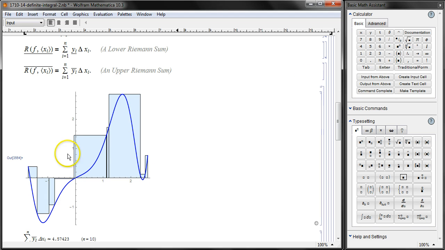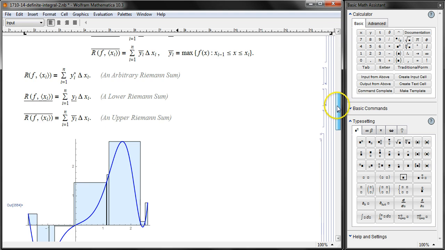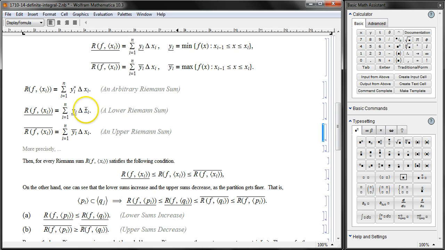So this is an overestimation of the real signed area. This one is an underestimation. Consequently, we're going to get something like this. If you overestimate, bigger, underestimate, smaller, so any Riemann sum will be bigger than lower Riemann sum and less than upper Riemann sum.